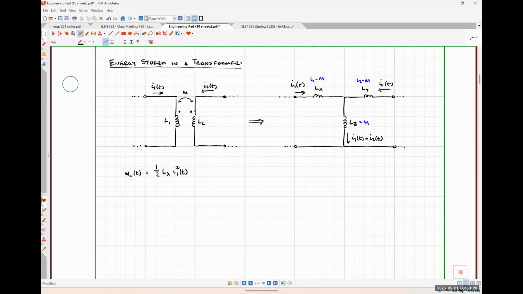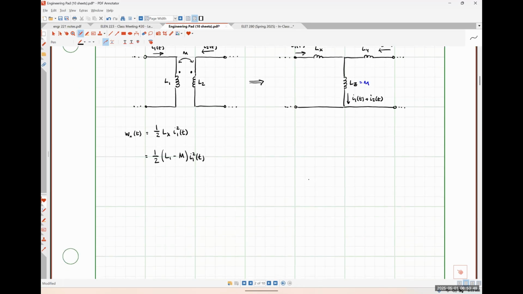So from here, it should be pretty easy for us to just expand this out, right? So we would wind up having 1/2 L1 minus M times I1 squared. And that means that we would have a factor of 1/2 L1 I1 squared minus 1/2 M I1 squared.